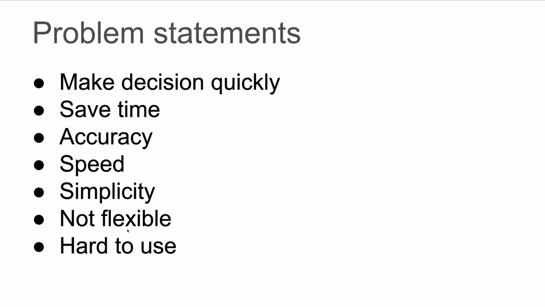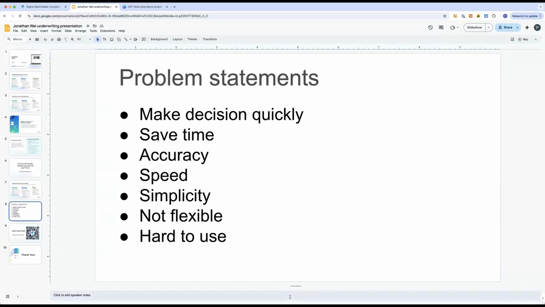And then the last one is just not flexible. If you want to do certain things, unless you are a spreadsheet wizard, it's really hard to make it work. So what we want is to make underwriting as easy as possible so you can get started quickly. We also want to make it as flexible as possible while maintaining accuracy. And that's the inspiration for me to create that underwriting software.